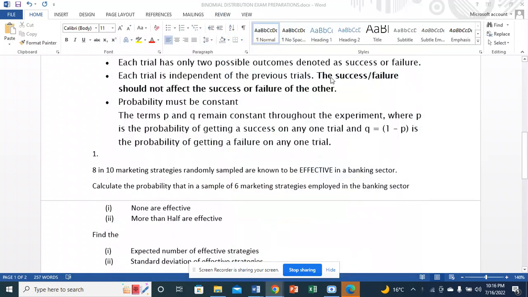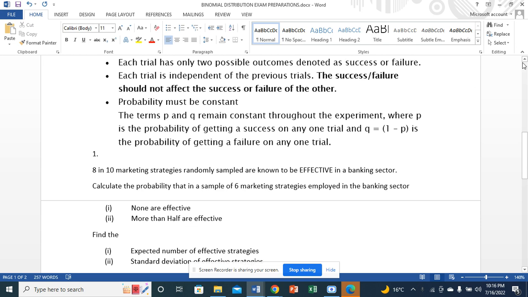All right. So 8 in 10 marketing strategies randomly sampled are known to be effective in a banking sector. Calculate the probability that in a sample of 6 marketing strategies employed in the banking sector, none are effective and more than half are effective.